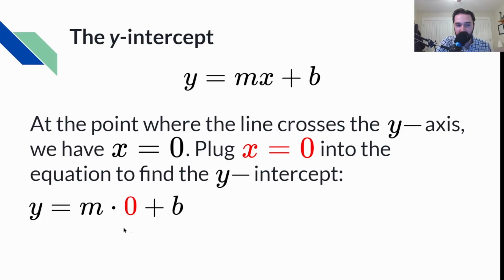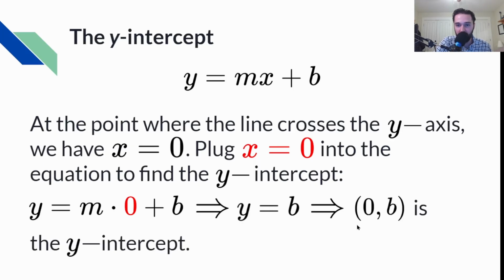And we get y equals 0 plus b. Okay, so just y equals b. All right, we have x equals 0 and y equals b, which means (0, b) is the y-intercept.